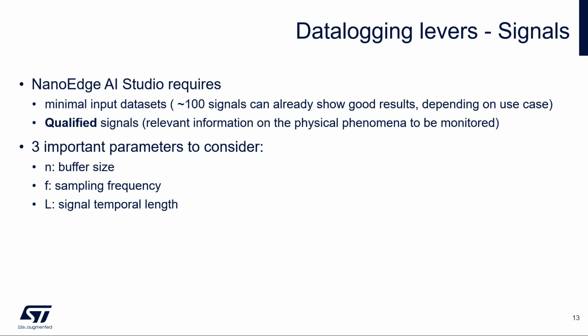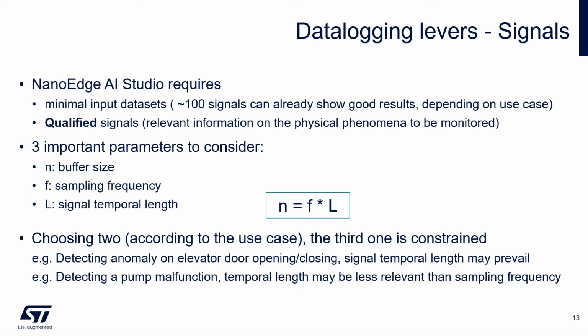And choosing two of these variables sets the third parameter. Which parameter makes more sense to set first depends on the use case. For example, to detect anomaly on elevator door opening-closing sequence, the temporal length may prevail. But for detecting a pump malfunction, temporal length may be less relevant than sampling frequency.